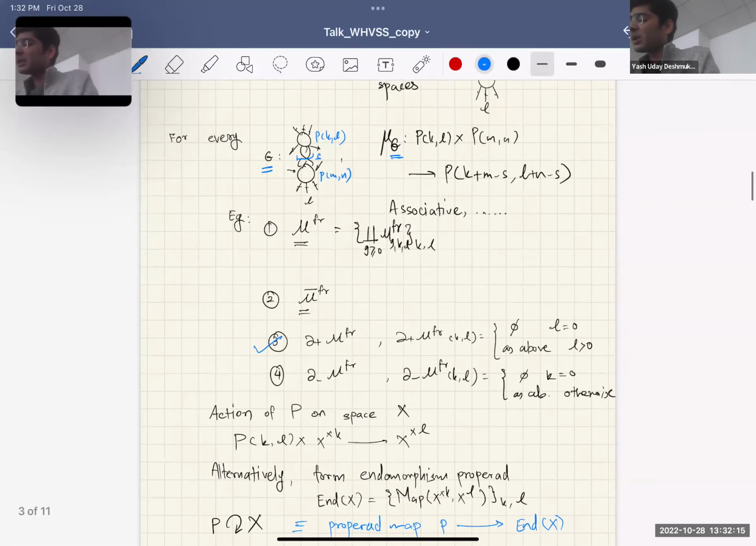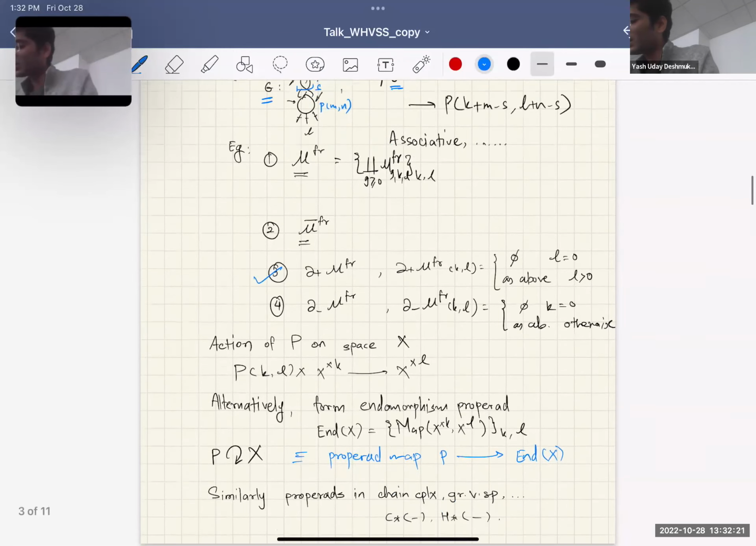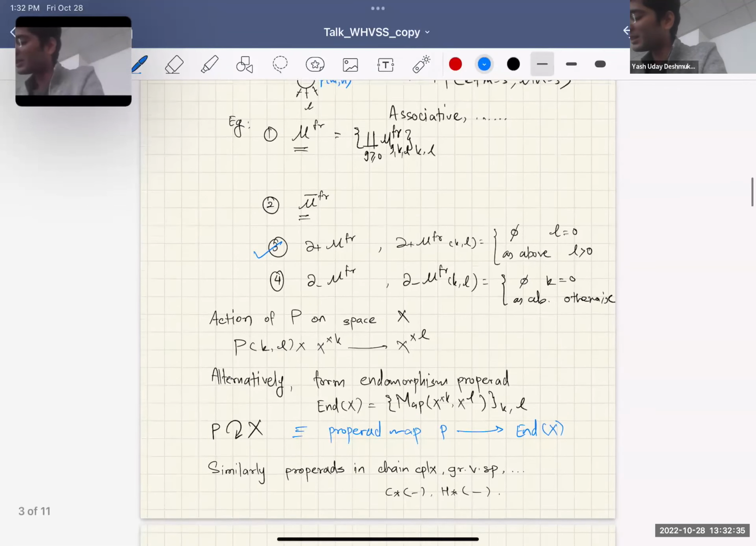Strictly speaking, all this discussion was for properads in topological spaces, so topological properads. You can also talk about properads in other categories which have a good notion of tensor product, like chain complexes and graded vector spaces and so on. Let me not elaborate on this, but you can talk about properads in other categories.